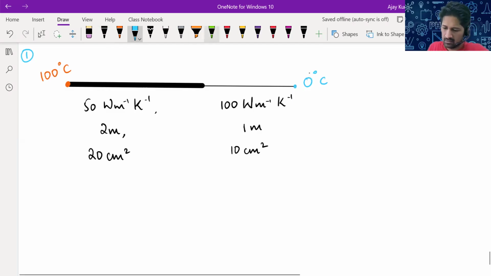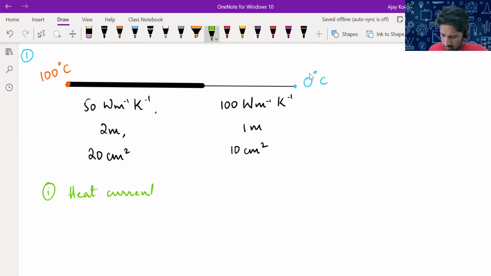First question, find out the heat current. Second question, find out the junction temperature. You will assume steady state is established. Under that condition, calculate heat current and junction temperature. Solve this, all of you.